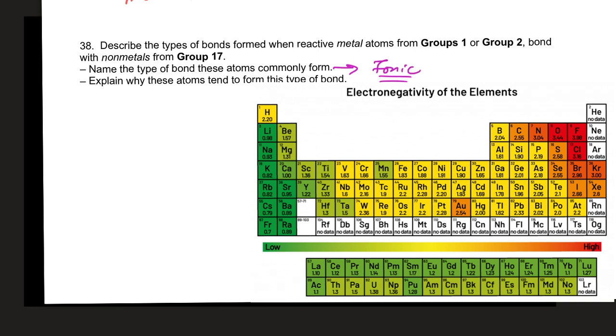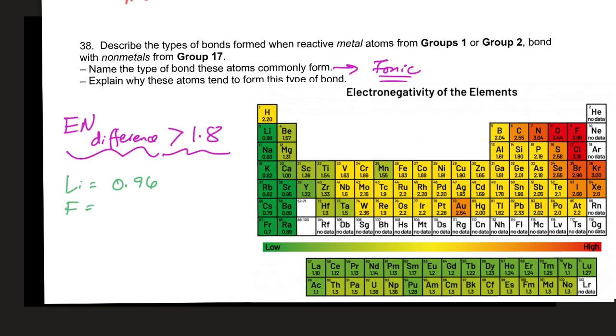Now, how do we get that? Well, what we're going to do here is do something known as the electronegativity difference. And the main thing here is if this difference is greater than 1.8, that's definitely going to be ionic. Okay? And so let's take an example here. If we take, for example, lithium and let's combine it with fluorine. So the lithium is going to have an electronegativity value of 0.98, and the fluorine is equal to an electronegativity value of 3.98.